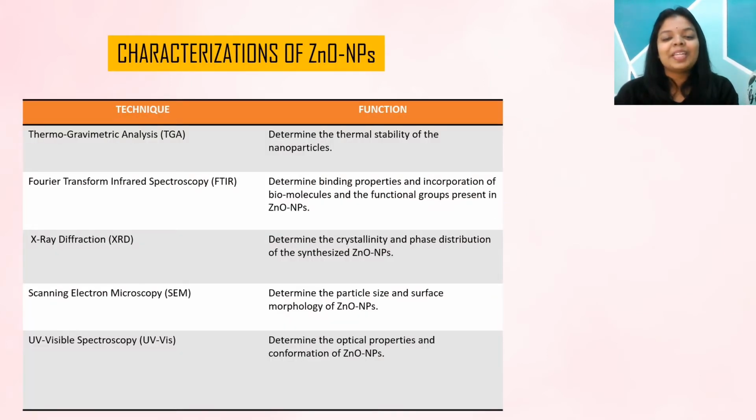Characterization of zinc oxide nanoparticles involves several techniques. Firstly, the TGA analysis is used to determine the thermal stability of the nanoparticles. FTIR is conducted to determine the binding properties and incorporation of biomolecules as well as the functional groups present in zinc oxide nanoparticles. X-ray diffraction is used to determine the crystallinity and phase distribution of the synthesized nanoparticles. SEM analysis is used to determine the particle size and surface morphology, and lastly, UV-visible spectroscopy is used to determine the optical properties and conformations of zinc oxide nanoparticles.